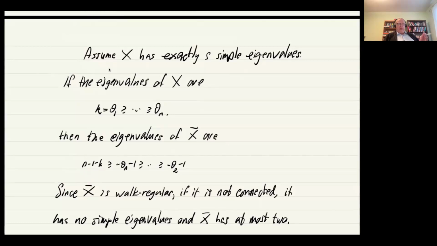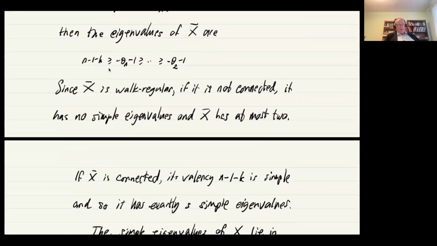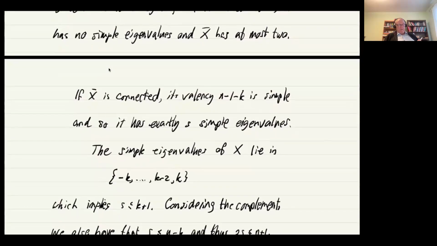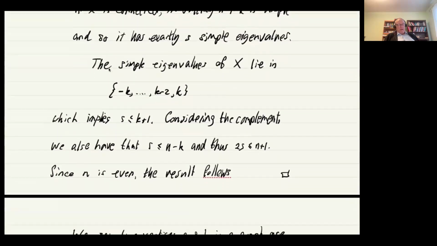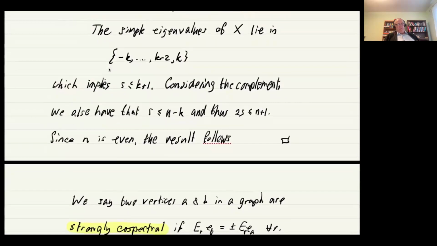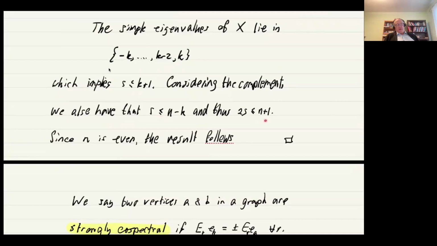And so we're in exactly the same situation we were before, except now instead of k, we've got n minus 1 minus k. Now we saw that s is at most k plus 1. On the other hand, going to the complement, you get that s, the number of simple eigenvalues, is at most n minus 1 minus k plus 1. So we get these two inequalities, and when you sum those, we get 2s less than n plus 1. And so then the result follows.